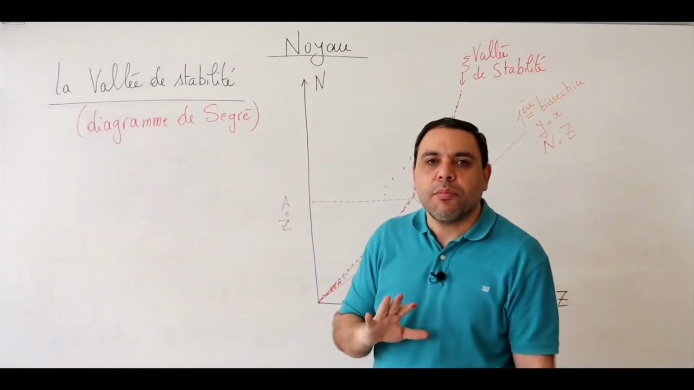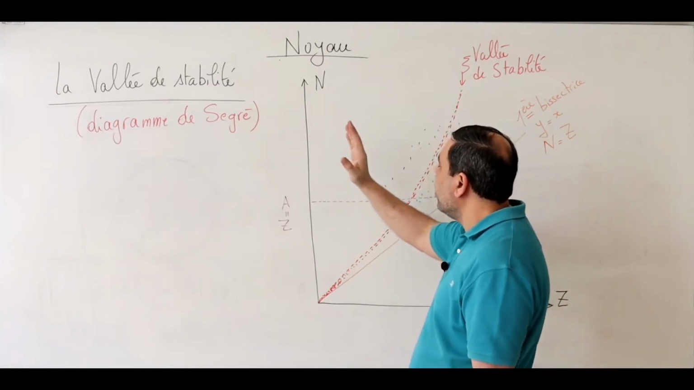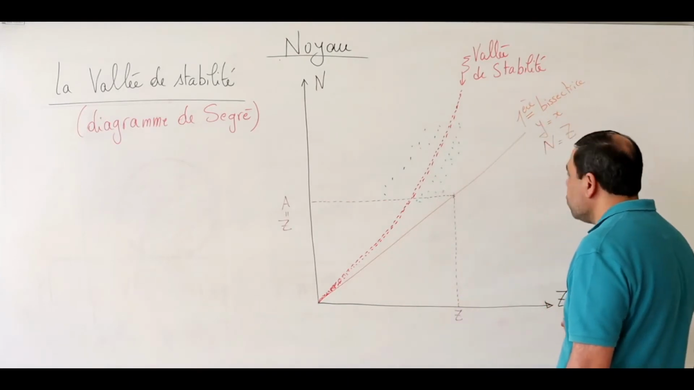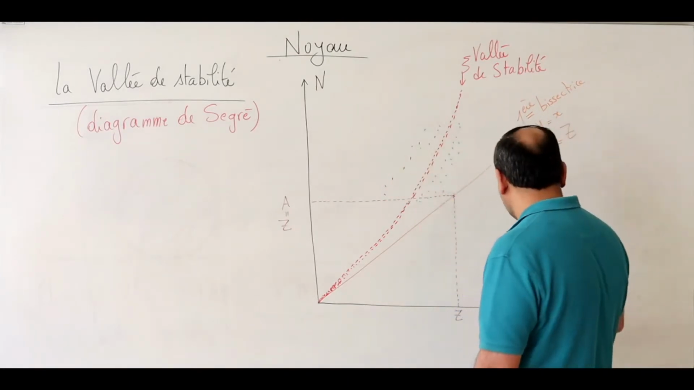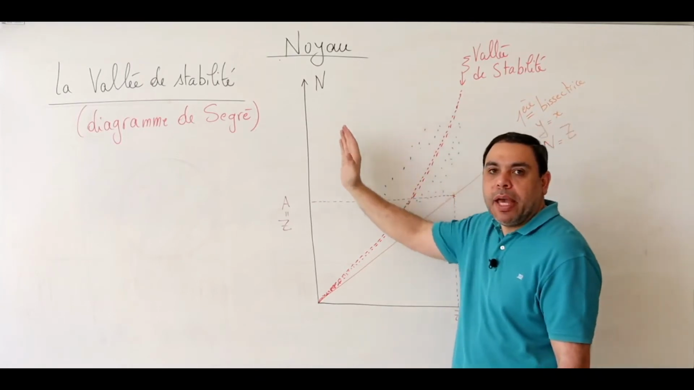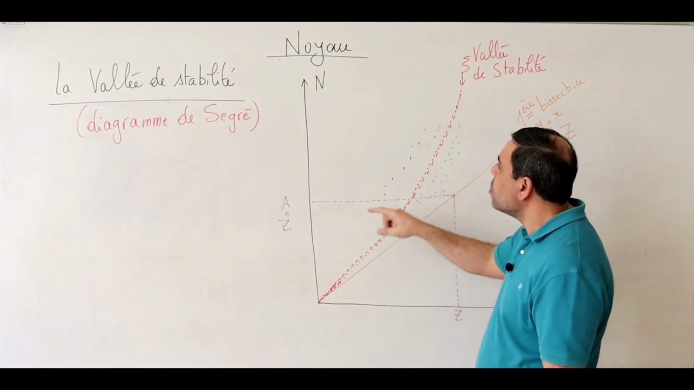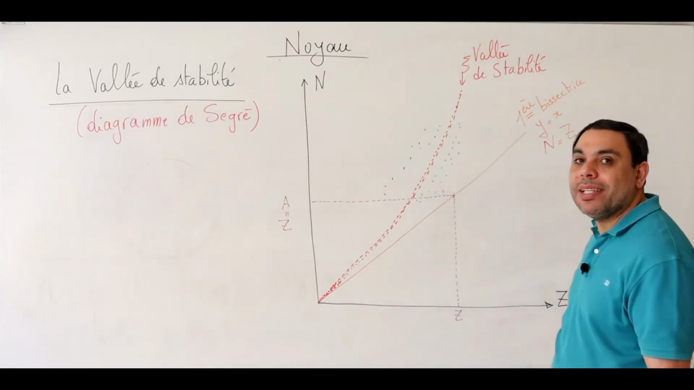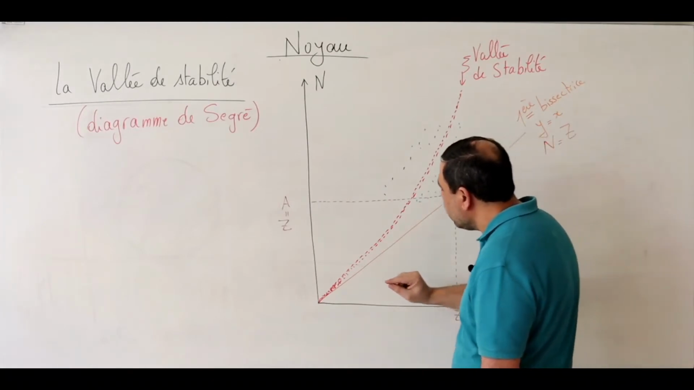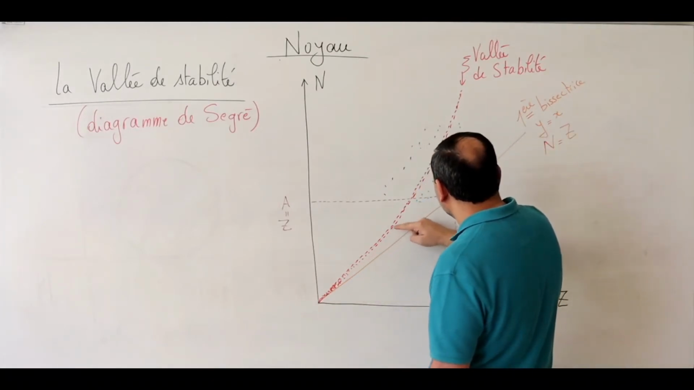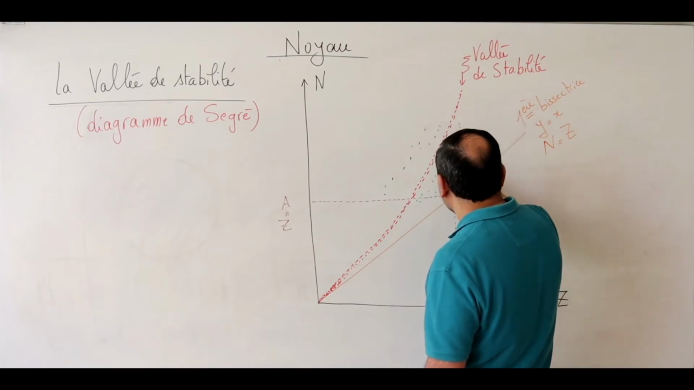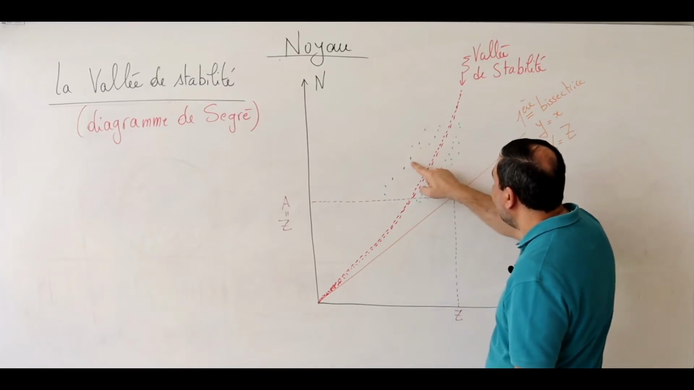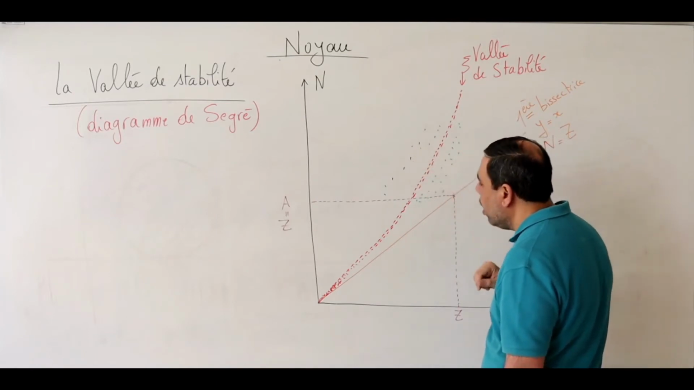Now let's talk about the valley of stability or Seeger's diagram. Seeger's diagram is a graph of N as a function of Z, number of neutrons as a function of the number of protons. In this frame, we plot the numbers N and Z of all nuclei. We notice that the stable nuclei are found in this zone. These are the stable nuclei. These are the unstable nuclei, the blue and green dots.